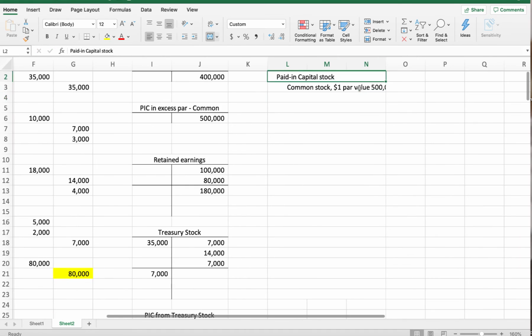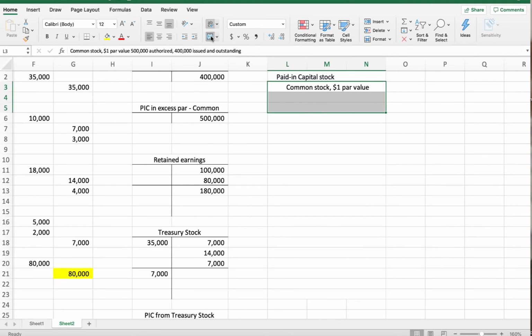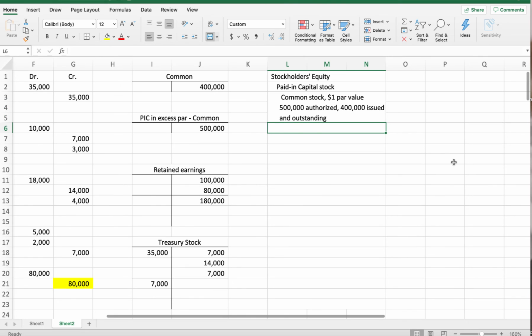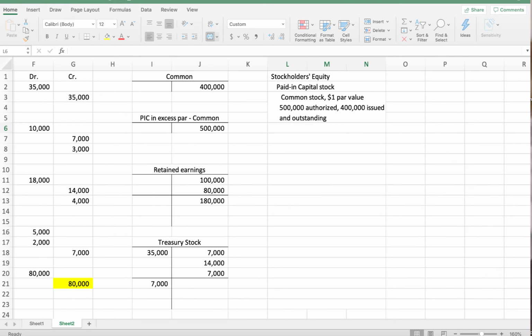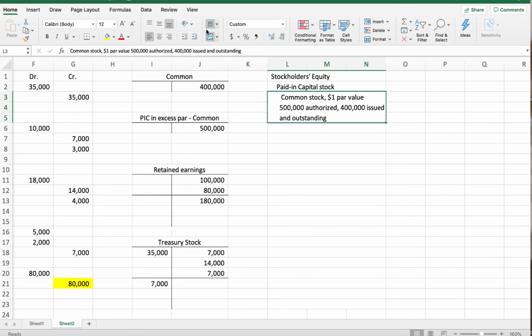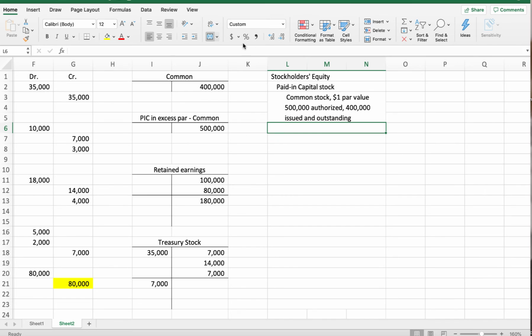Okay. I want to go ahead and merge and center this. Wrap that text. Yep, we're good. Okay. So now, the next thing we need to list is our additional paid in capital section, right? I apologize, this should have gone in 3. Okay. So the next section we have is our additional paid in capital.